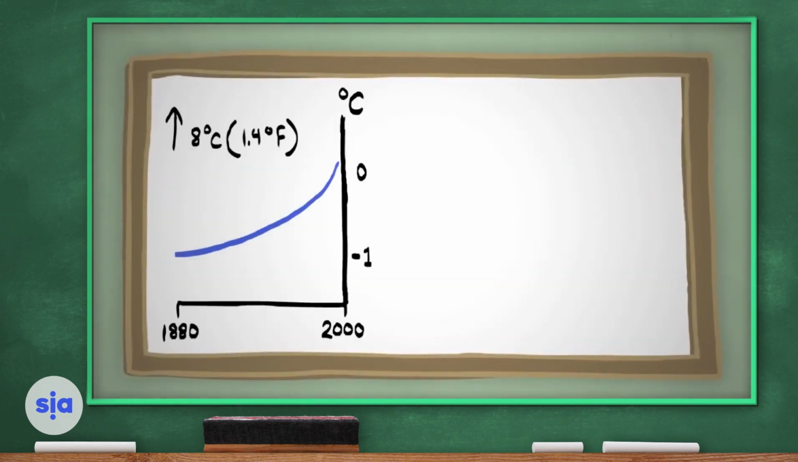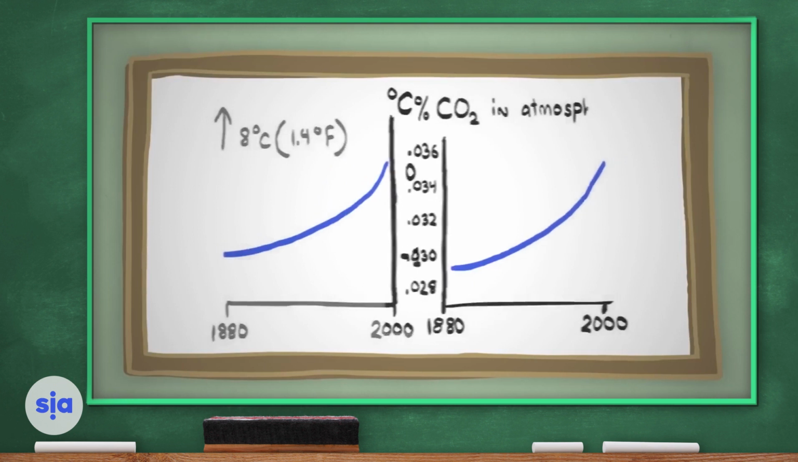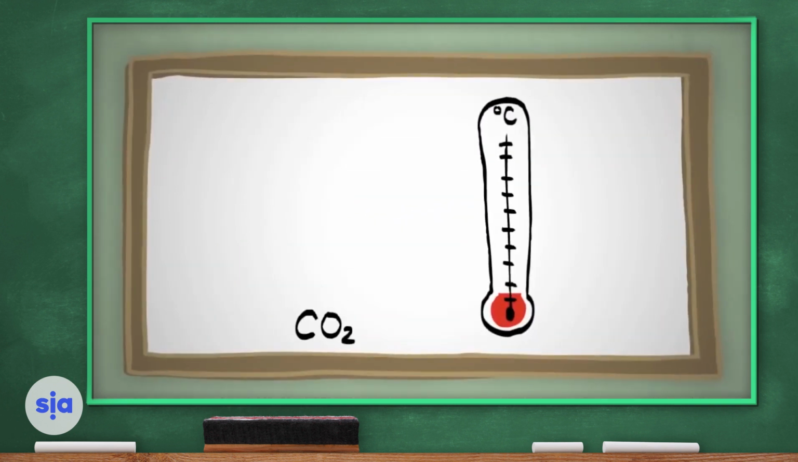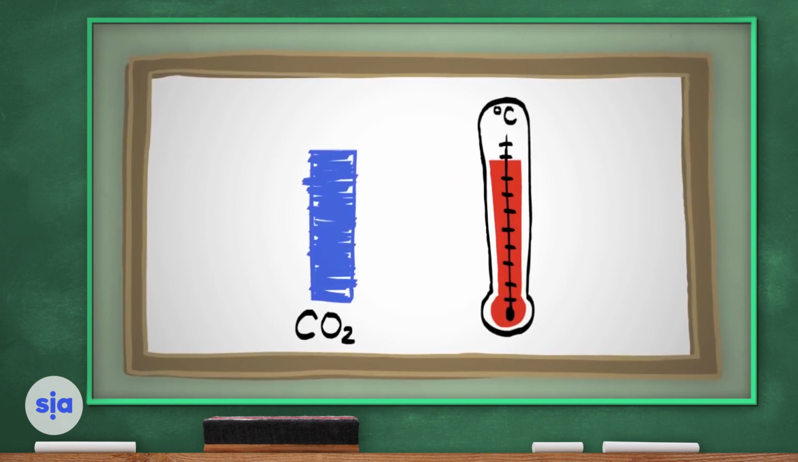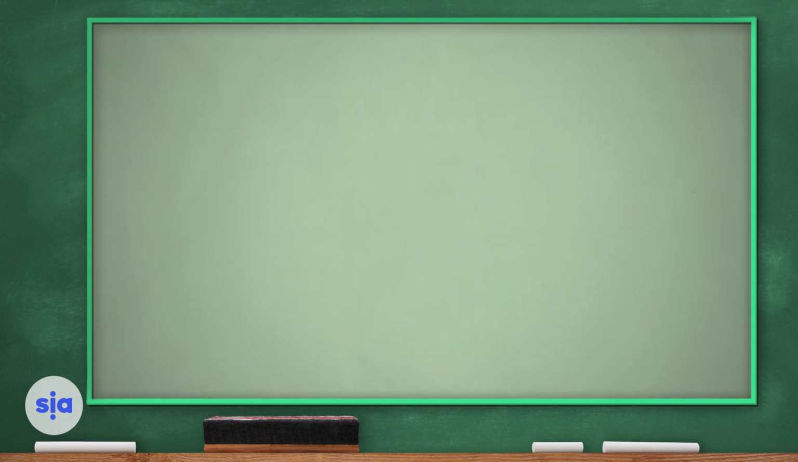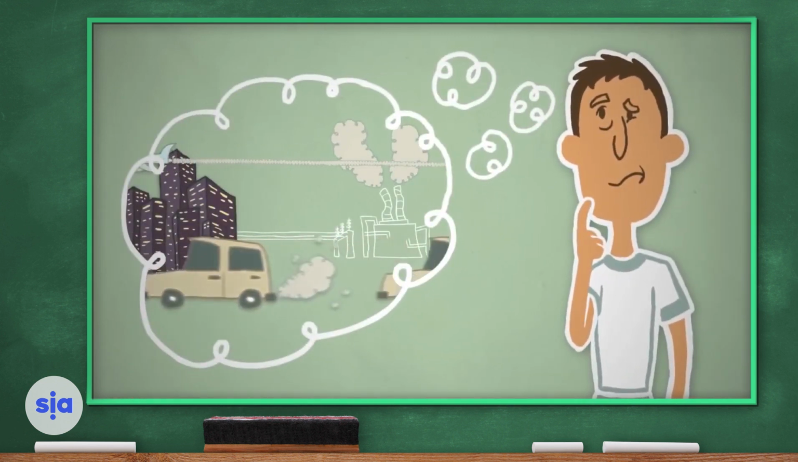Remember that graph of average temperature rise since 1880? Check out this graph of carbon dioxide levels in the atmosphere since 1880. Now let's look at them both. See how they're rising together? That's because as carbon dioxide goes up, the temperature does too. They're directly connected. In the next video, we'll take a closer look at where all this extra carbon dioxide is coming from.